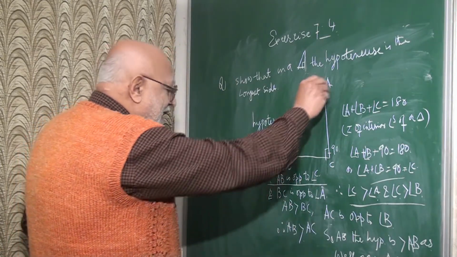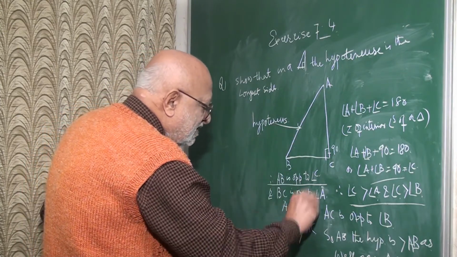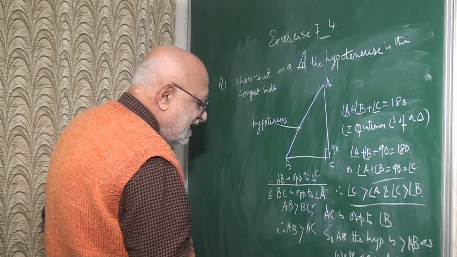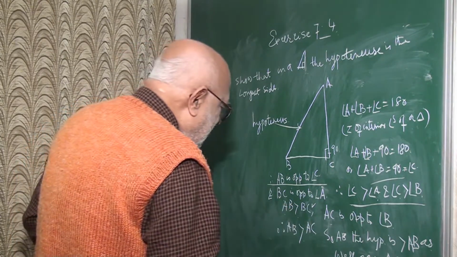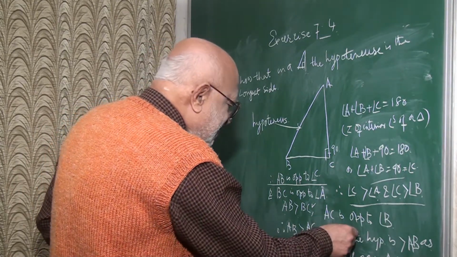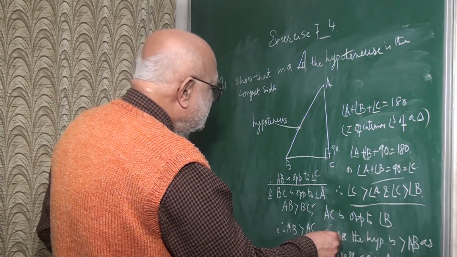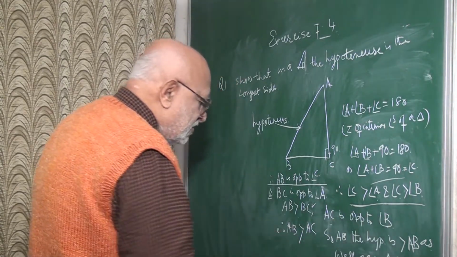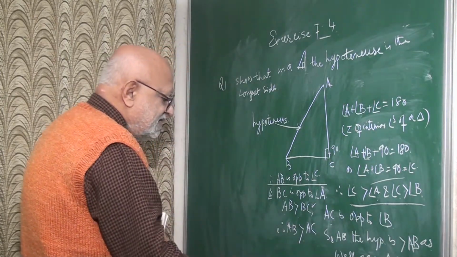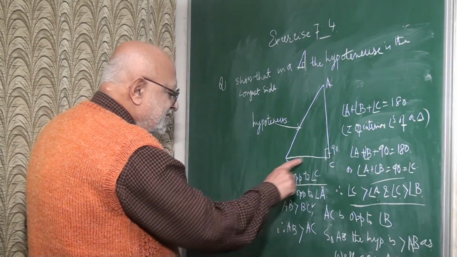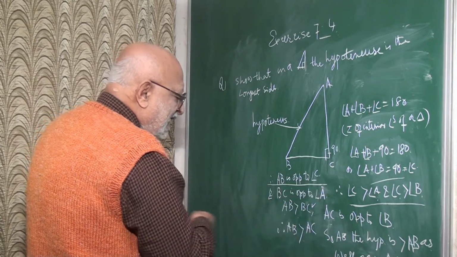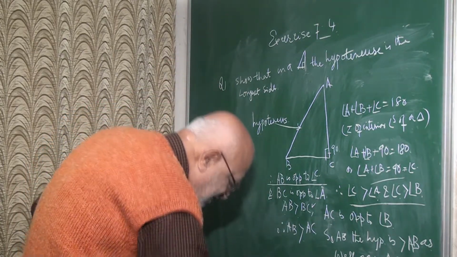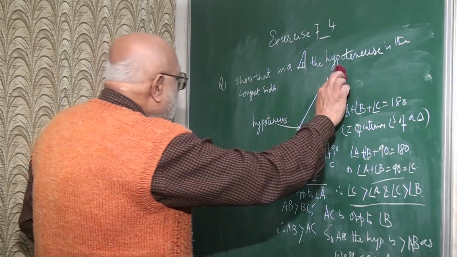Therefore, AB is opposite to side BC. Similarly, you take AC, which is opposite to angle B. So in that case AB is greater than this. There was a mistake: BC was opposite to angle A. So make that change. Sometimes you say something and you write something else, so you have to be a little bit careful about it.